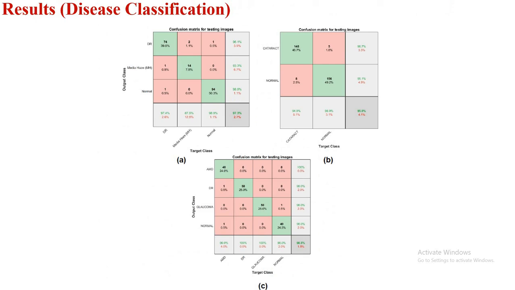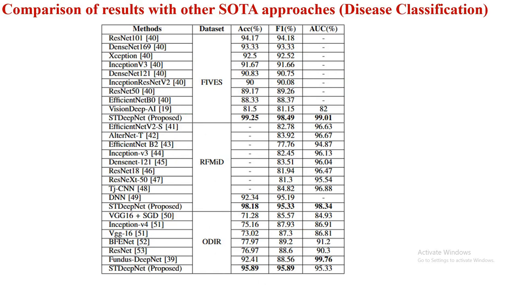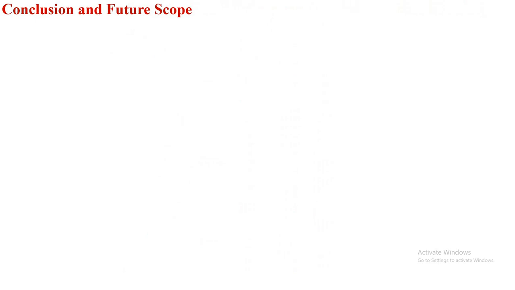Similarly, these are the results found, the confusion matrices for different datasets like RFMID, ODIR and 5 in 1A, B and C respectively. And these are a few results. As you can see, the accuracy from our method for all these 3 datasets, 5, RFMID and ODIR, is superior compared to other approaches.